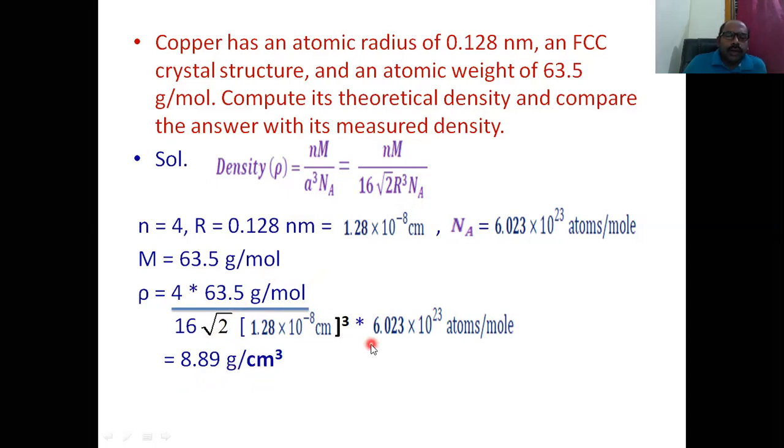If we simplify it, we get 8.89 gram per centimeter cube. That is the density. The experimentally measured value is around 8.85, which is in close approximation and in agreement with the theoretical value. So that is our answer.